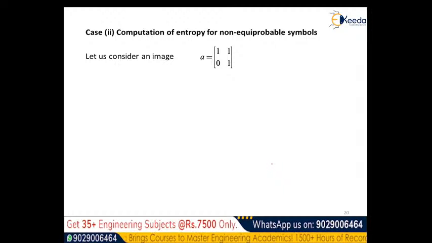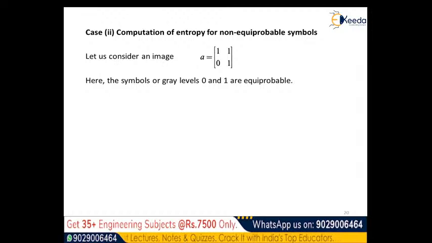So if you count the same, you see there is only 1 time the gray level represented by the 0, whereas 3 times the gray level represented by the value 1 here. So you see the probability of occurrences of 0 and 1 are not the same here. So this is what the second case is, that we are not having them equiprobable here.